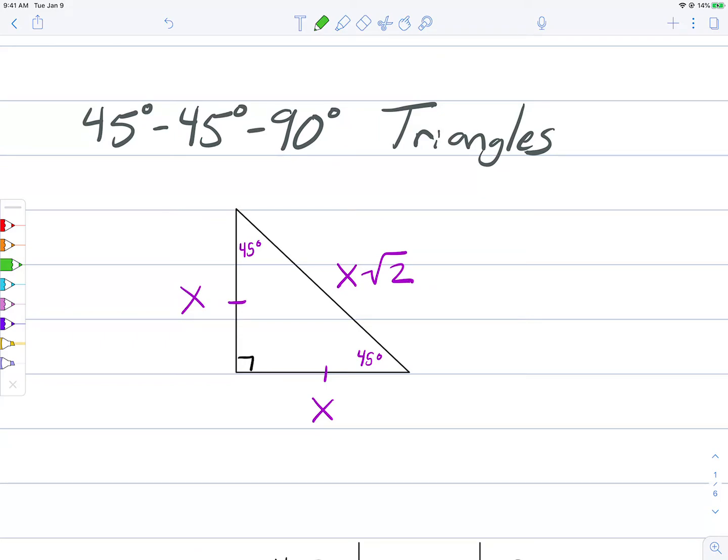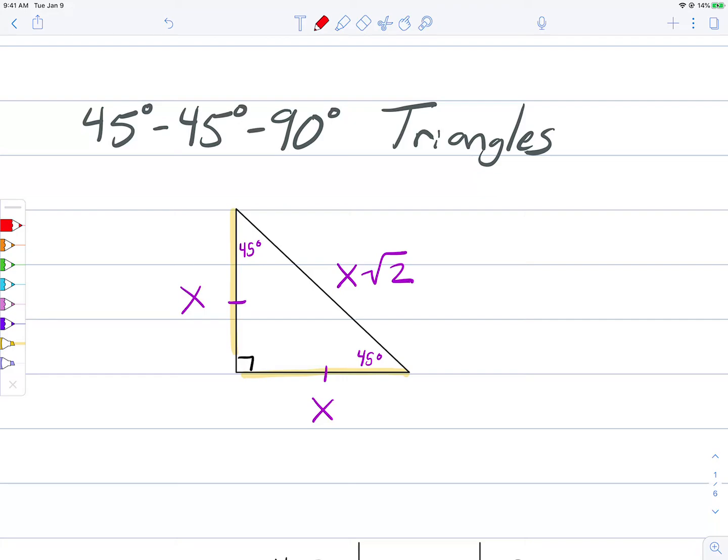On a 45, 45, 90 degree triangle, first of all, notice it's isosceles, because these two sides are going to be the same because the two base angles are the same. And then obviously the hypotenuse is slightly different. In a 45, 45, 90 degree triangle, the sides are x, x, and x root 2.